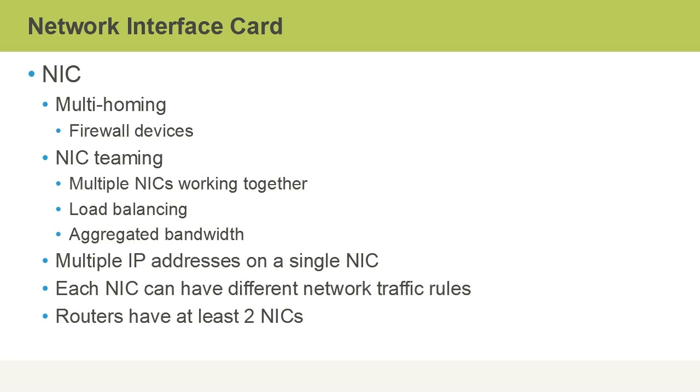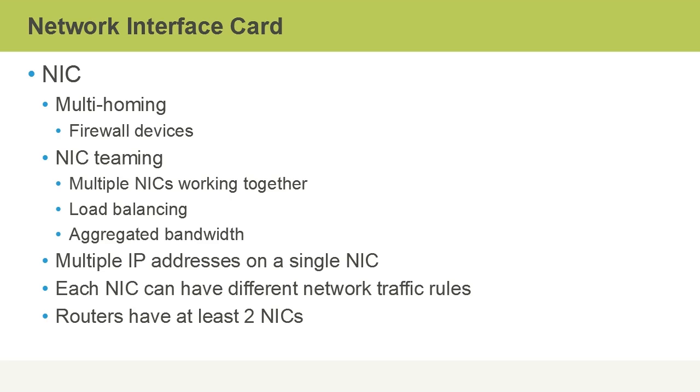NICs also support multi-homing in a device where there's more than one NIC, and we'll often see this in firewall devices. NIC teaming allows us to put multiple network cards working together for the purposes of either load balancing or aggregated bandwidth. The other way we can look at this is even a single network interface card could have multiple IP addresses, and you might find that happening if you've got, for instance, a web server hosting multiple different websites, each on a different IP address.